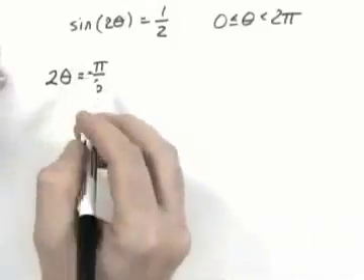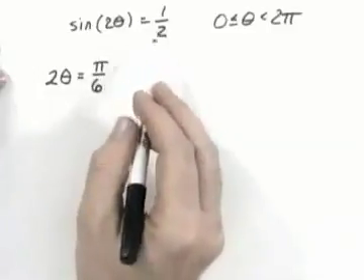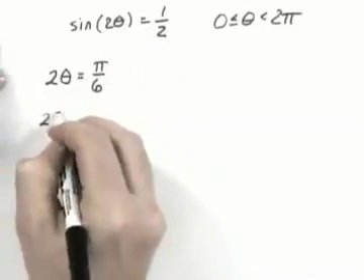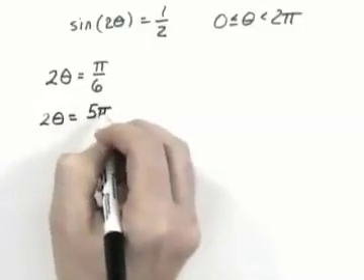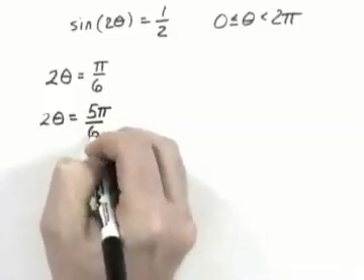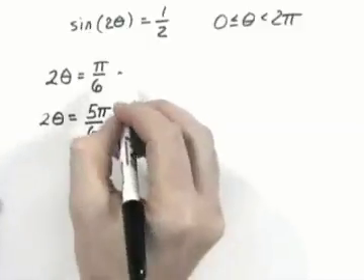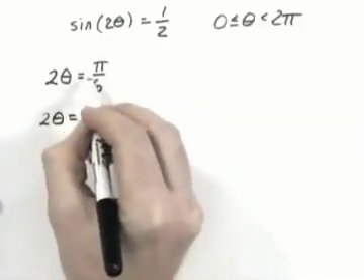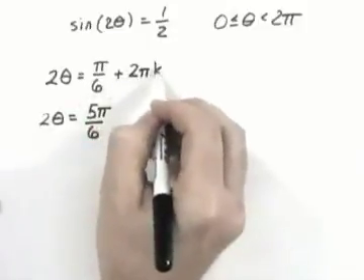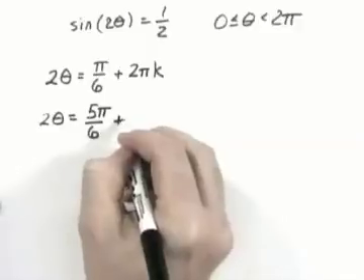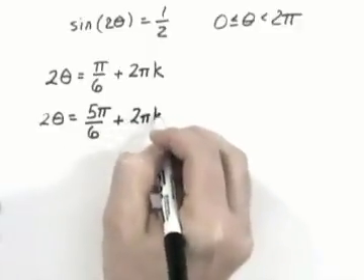In addition, the sine of an angle is going to be positive in the second quadrant. So the angle 2 theta would have to be 5 pi over 6. So 2 theta would have to equal 5 pi over 6. Now what we do is we say that 2 theta equals pi over 6 plus 2 pi k, where k is any integer, or 2 theta is 5 pi over 6 plus 2 pi k.